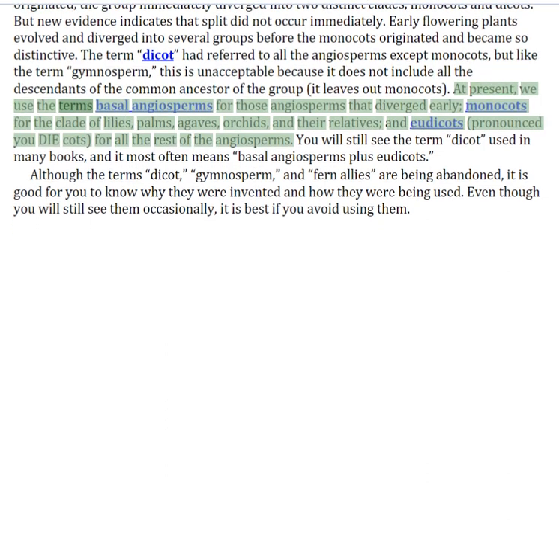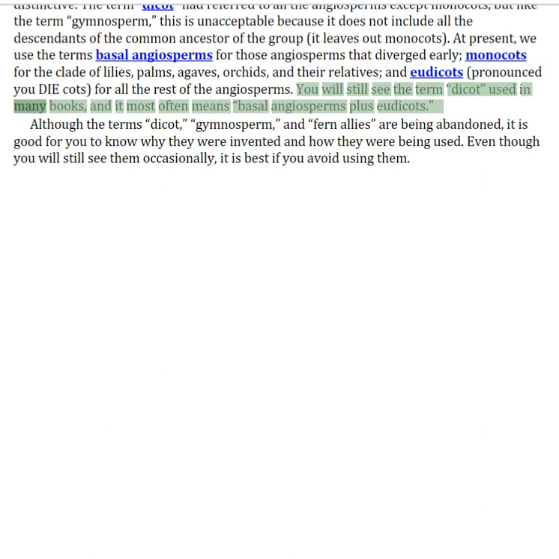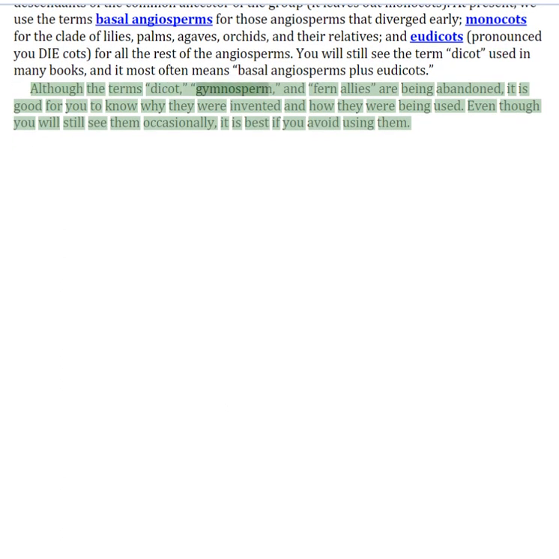At present, we use the terms basal angiosperms for those angiosperms that diverged early, monocots for the clade of lilies, palms, agaves, orchids, and their relatives, and eudicots for all the rest of the angiosperms. You will still see the term dicot used in many books, and it most often means basal angiosperms plus eudicots. Although the terms dicot, gymnosperm, and fern allies are being abandoned, it is good for you to know why they were invented and how they were being used. Even though you will still see them occasionally, it is best if you avoid using them.